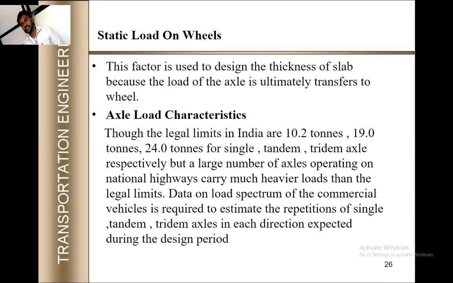Axle load characteristics: see here, the legal limits in India are 10.2 tons for the single axle, 19 tons for the double axle, and 24 tons for the tridem, that is three axles. This is the limit for the loads in India. This is very important. For a single axle, 10.2 tons. If there are two axles, 19 tons. If there are three axles, the 24 tons limit will be there.